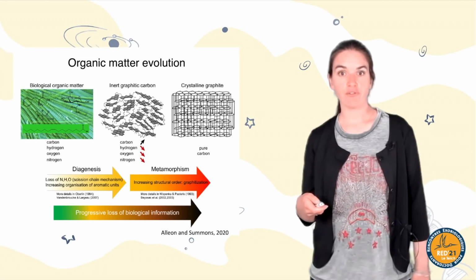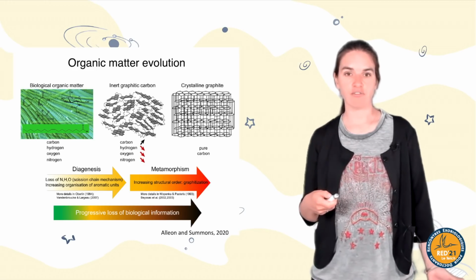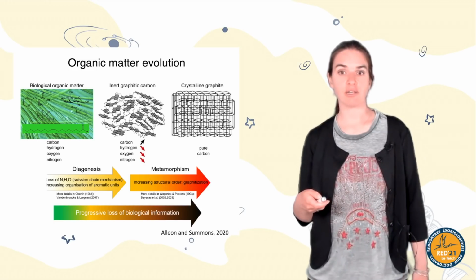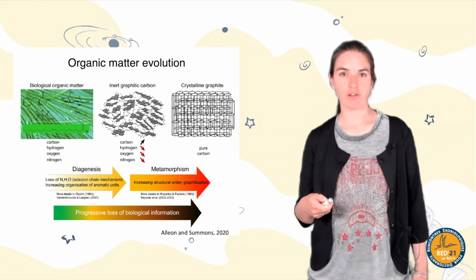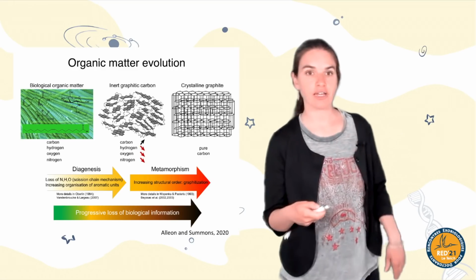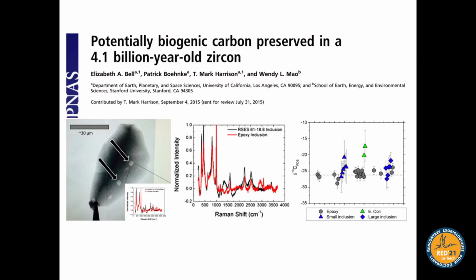And because most of the Archean rocks have undergone diagenesis and metamorphism, it's always difficult to find what the origin of this organic matter was. So I will show you some examples. A few years ago, there was a paper that claimed they found biogenic carbon preserved in this Jack Hills zircon, the same one I showed you for the existence of water on Earth.